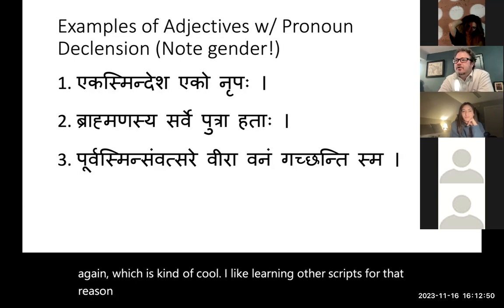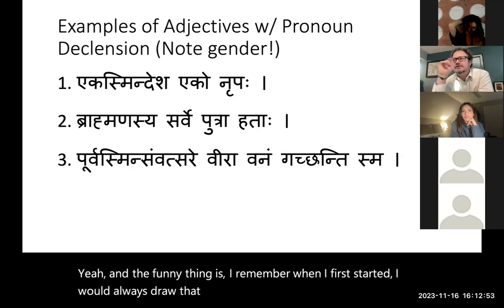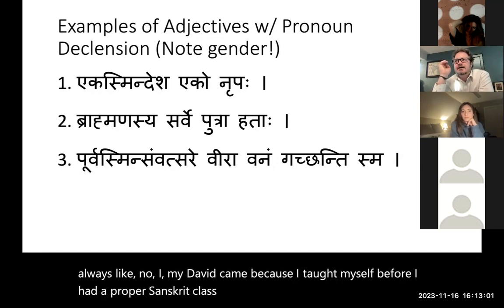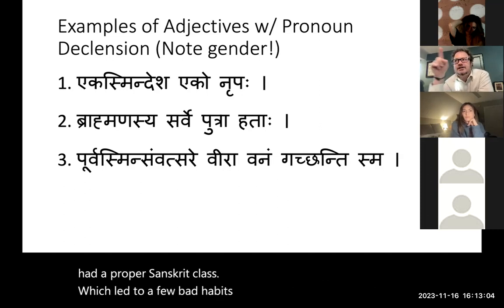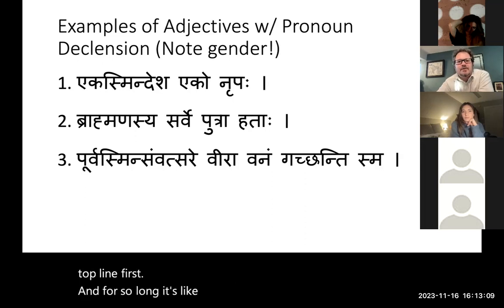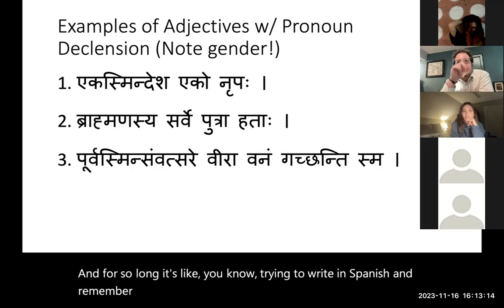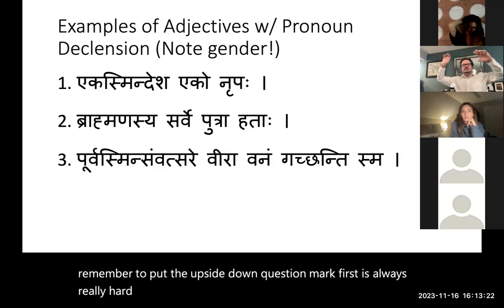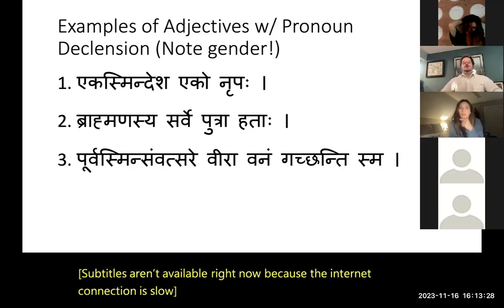Yeah, and the funny thing is, I remember when I first started, I would always draw that top line first. And then my teachers were always like, well, no. My Devanagari came because I taught myself before I had a proper Sanskrit class, which led to a few bad habits. But I remember trying to draw that top line first. It's like trying to write in Spanish and remember to put the upside down question mark first, which is always really hard. So now I write the top line last, and you just draw the letters, and you don't have anything to hang them on. They just hang out in space. And then when you connect the line, suddenly they pop off the page, and you're like, oh, now I'm done writing it.